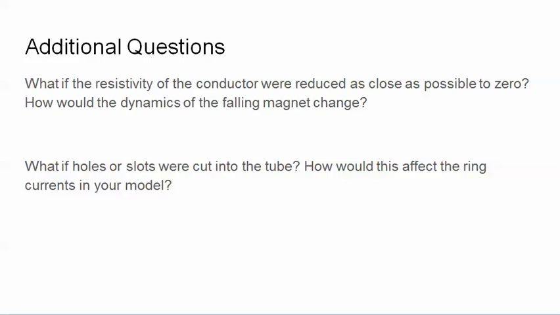What if holes or slots were cut into the tube? How would this affect the ring currents in your model? The magnitude of the ring currents would drop as there would be less conductive material to generate an opposing magnetic field, allowing the magnet to fall faster.